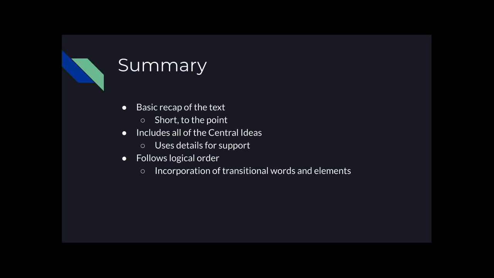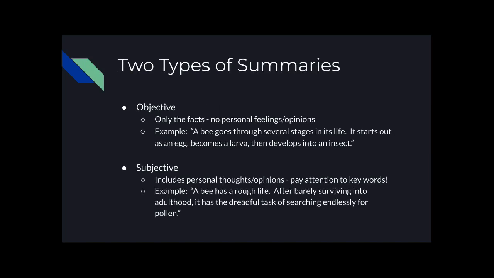So remember that a summary is just a basic recap of the text. The idea is that it is supposed to be short and to the point. A good summary of informational text will include all of the central ideas. And we want to make sure that we use any of the important details that support those central ideas. In addition, the summary should follow a logical order. So we want to make sure that we incorporate transitional words and elements.